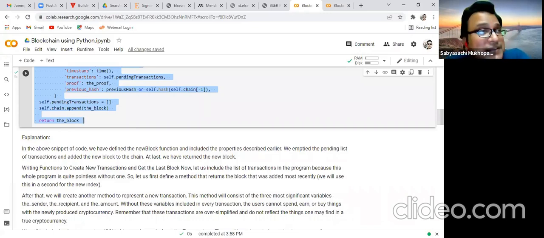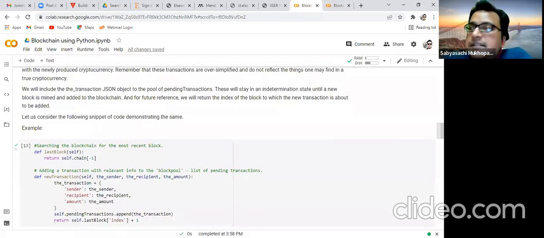Like in the case of Bitcoin, we have discussed that in the PPT, all of you have seen it. In Bitcoin, what information are we discussing? Three pieces of information: one is the sender, another is the receiver, another is the amount. Okay, so without these variables included in the transactions, users will not be able to spend, earn, or buy anything with the newly produced cryptocurrency. Remember that these transactions are oversimplified and do not reflect what one might find in a true cryptocurrency. So for your understanding, a simple transactional demo has been given there.